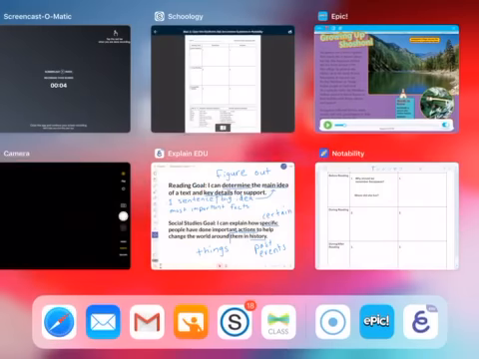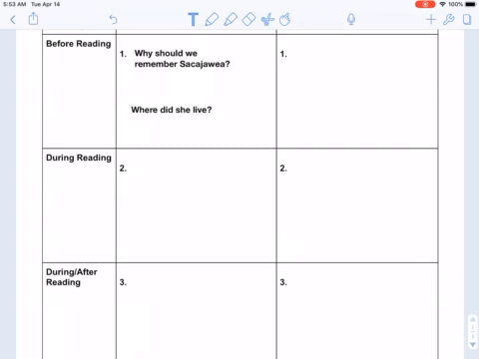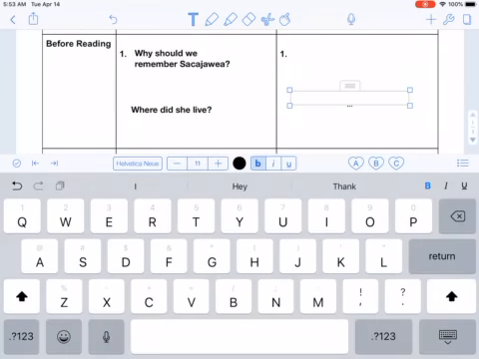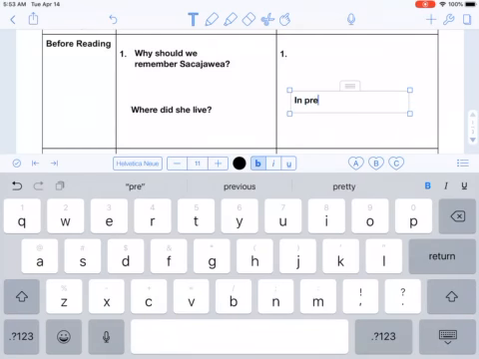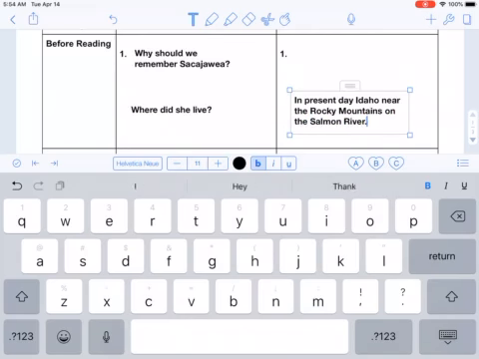So I'm going back to my question. One of my questions was, where did she live? Well, I'm going to write this. One of the places where her tribe did live, I'm going to say in present-day Idaho, near the Rocky Mountains on the Salmon River. Cool.